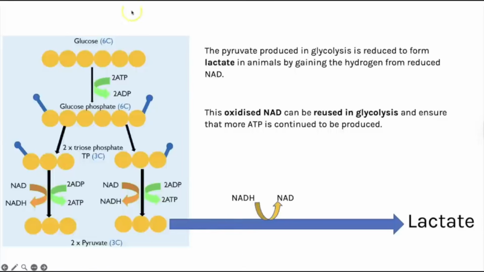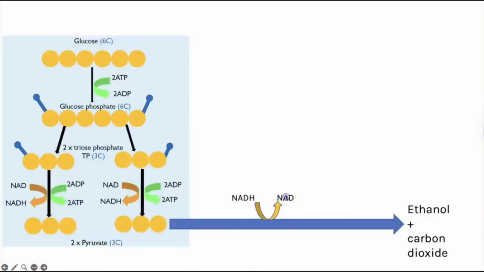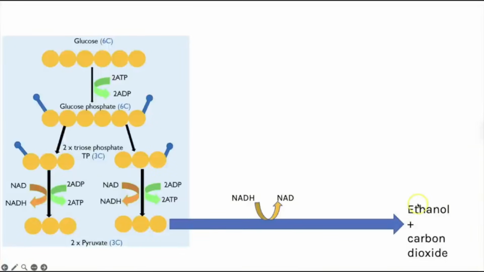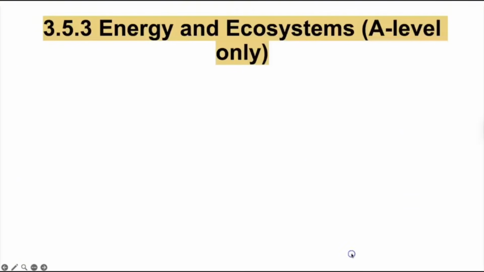So let's just have a look at that then. Here's glycolysis, as we just learnt, and in animals, lactate is made. So that pyruvate is reduced into lactate by gaining the hydrogen, which is a proton and an electron. That NAD that has been made or regenerated, reoxidized, can then be used in glycolysis again, so at least you still continue to get a net gain of ATP. Exactly the same in plants and microbes, but the product's different, ethanol and carbon dioxide.